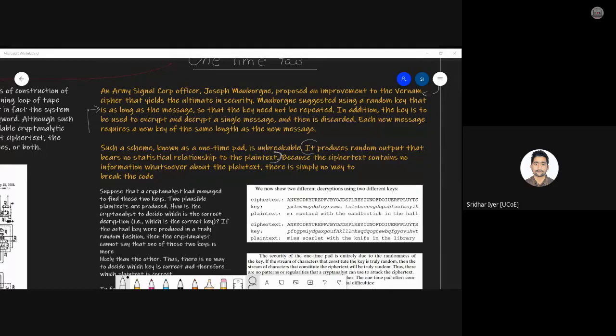Throwing away the key is the major challenge in this particular cipher, because we first of all need to send that key to the receiver also and then throw the key. Otherwise, the receiver won't be able to decrypt it back. Fine. This is one of the major challenges in this particular cipher. Otherwise, this particular cipher is basically unbreakable.